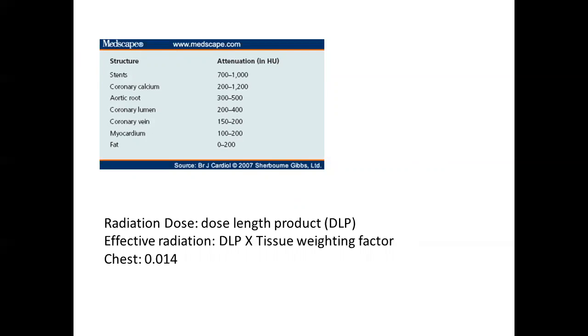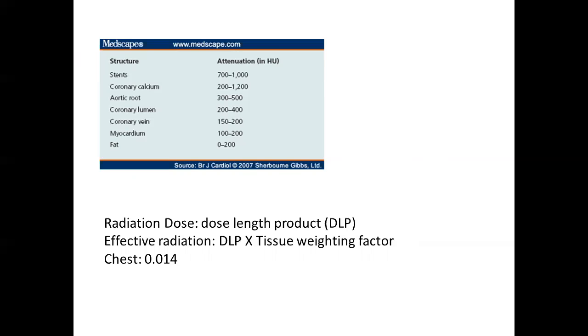So that's why we give contrast, because between a vessel lumen and myocardium, it's about the same Hounsfield units. We exploit that by giving contrast, which, as you can see, increases your attenuation, so you can really tell the lumen. Just briefly, you'll hear about DLP and millisieverts.